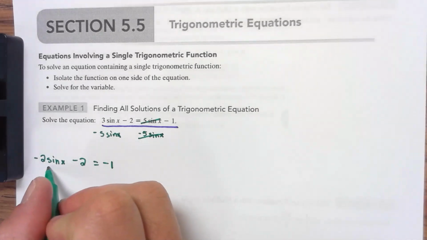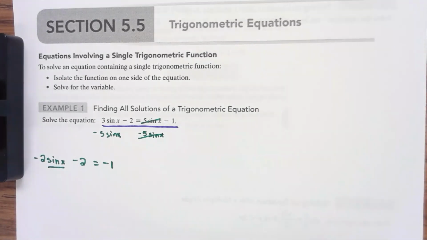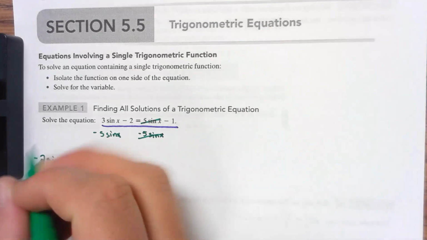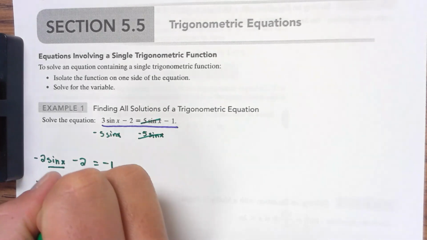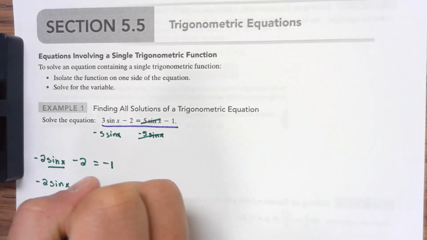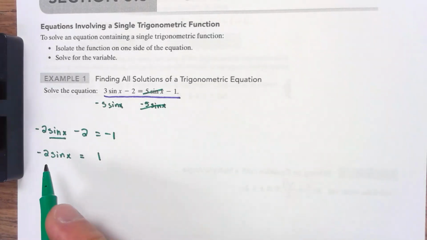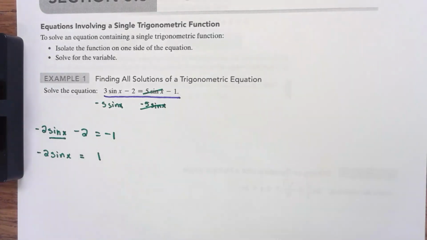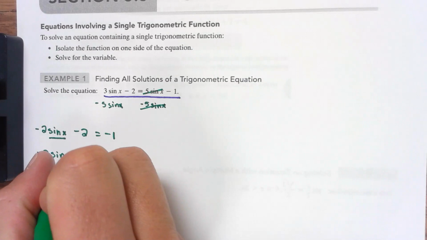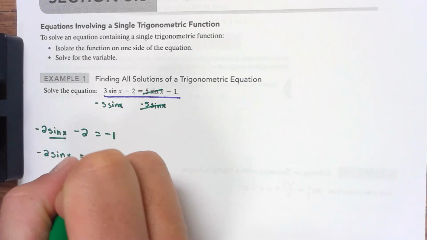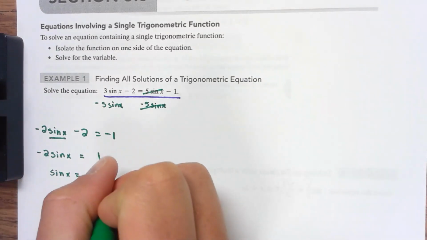Our task is to essentially get that sine of x all by itself. So the next thing that I'm going to do is add 2. If you want to divide by negative 2, that's fine, but you have to divide everything, so you would end up creating a fraction. So instead, I'm going to add first. So negative 2 sine of x equals positive 1. And then this is negative 2 times sine, so I need to undo multiplying by negative 2 by dividing. So sine of x equals negative 1/2.